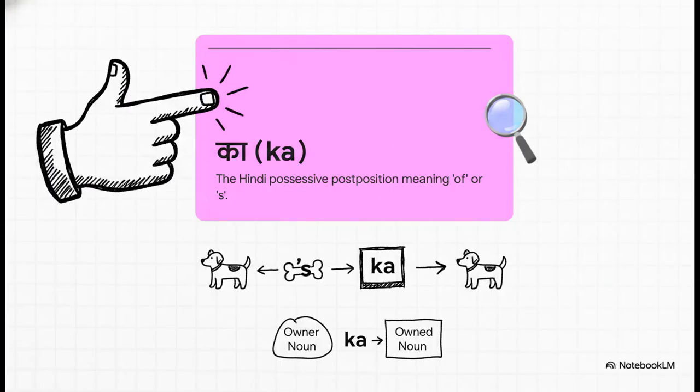Meet the word ka. This little word is the Hindi possessive postposition. It translates directly to the English word of, or that little apostrophe S that we tack onto the end of a name. But here's the major difference. While English just uses a little punctuation mark and an S, Hindi uses an entirely separate word. And since it's a postposition, it sits right after the noun that's actually doing the owning.